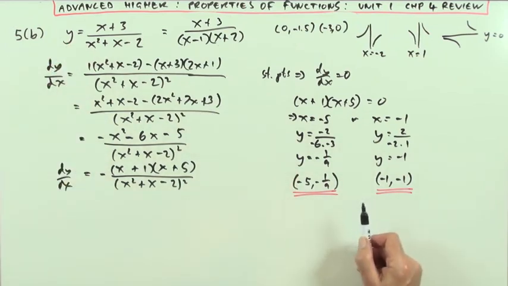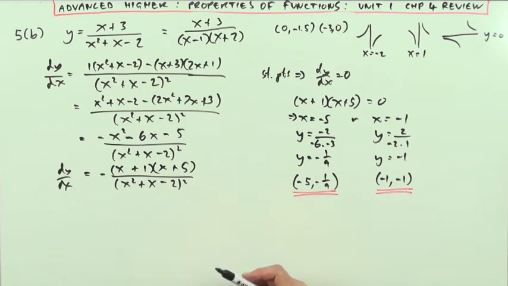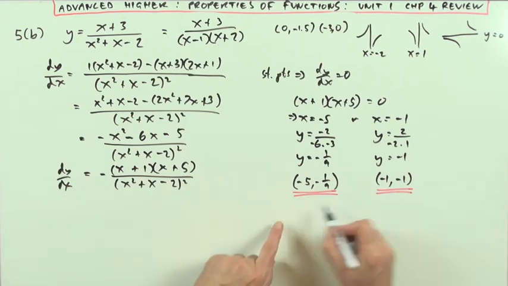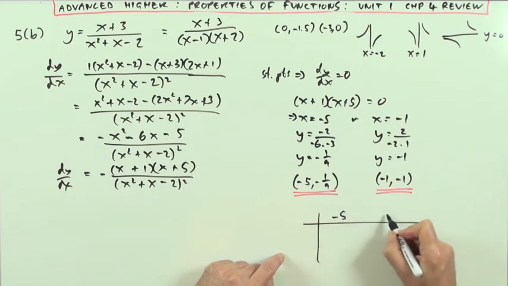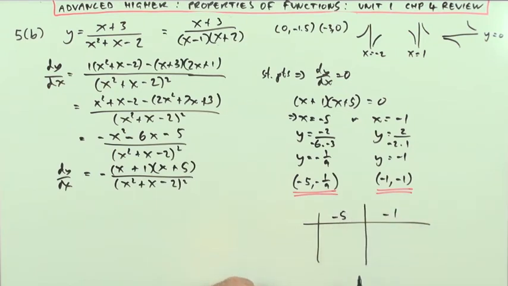So to justify them, I think I'll just use a table because I've got a nice factorisation here for it. So I'll use a table here, a table of signs. There's something at negative 5 and there's something at negative 1. I'll have to consider them separately because it's not a smooth function. I'll have to consider small steps on either side of each of them.